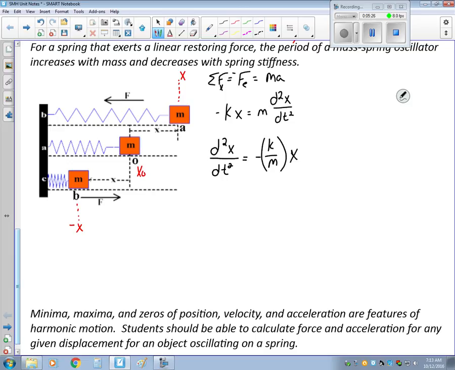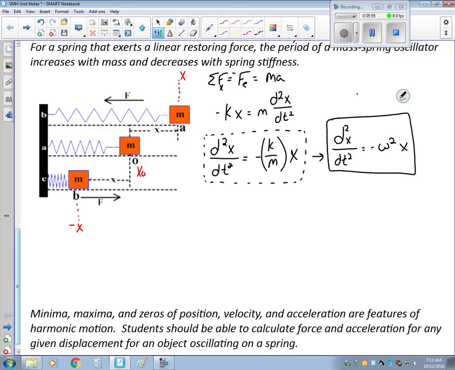And this is very, very important. This right here is called a second order differential equation. Another way I can rewrite this is like that. This right here is the formula for simple harmonic motion, or the equation for simple harmonic motion.